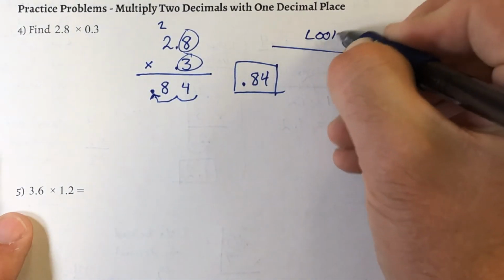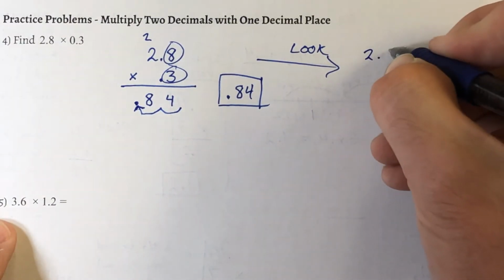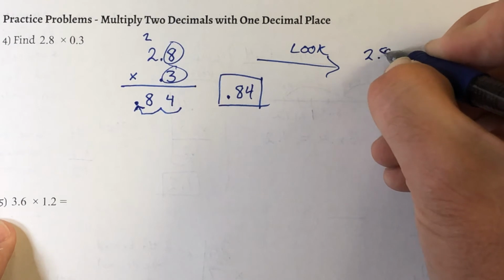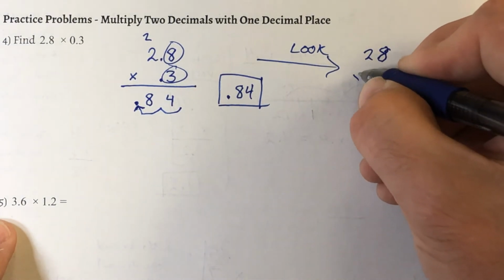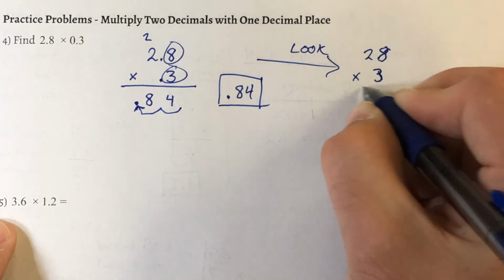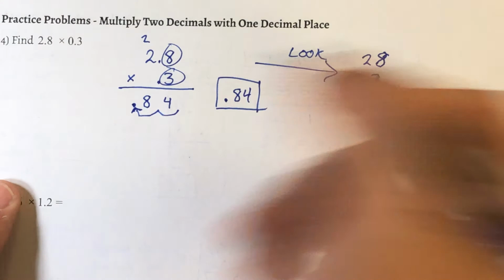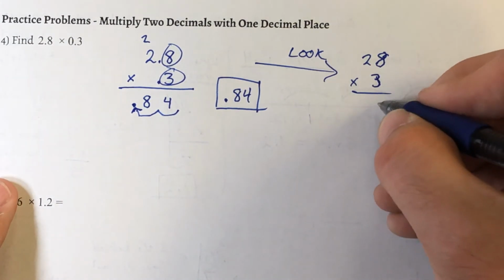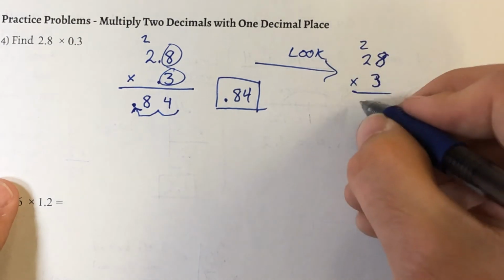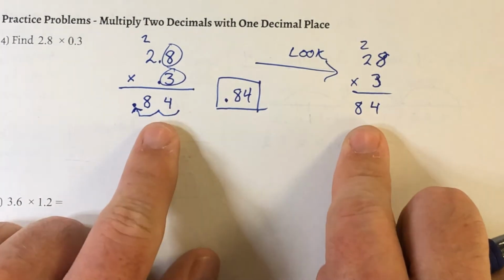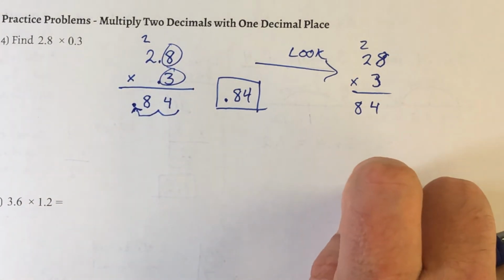Remember, multiplying numbers, it's identical, just with a dot or without. If I were to take 28 times 3 without decimals and just multiply, I should expect to get 84. So 3 times 8, 24. 3 times 2 is 6, plus 2 is 8. It's the same thing. One without decimals, one with.